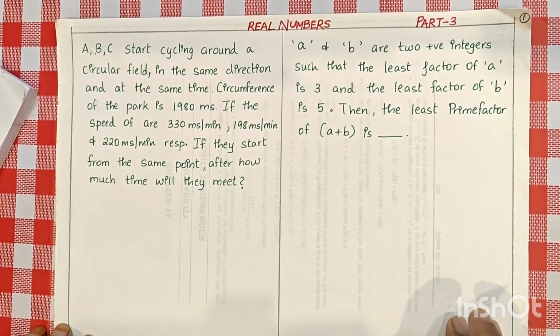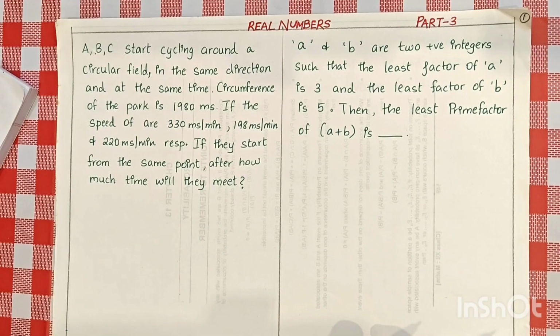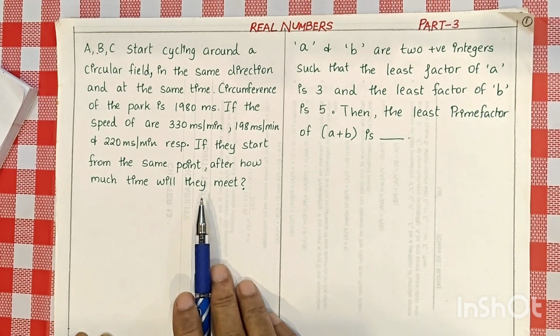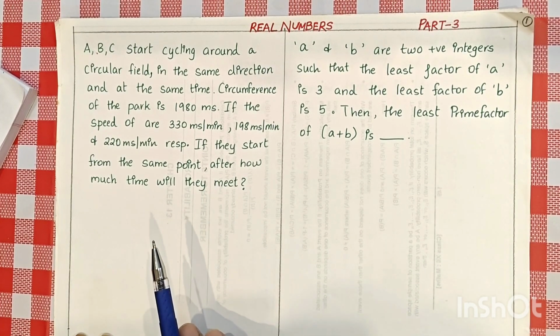This is part 3. In part 2 we had dealt with application problems related to LCM and HCF. So you have understood how to identify whether you have to find an LCM or HCF. So we'll do one more sum. A similar sum we had already done in the previous part.